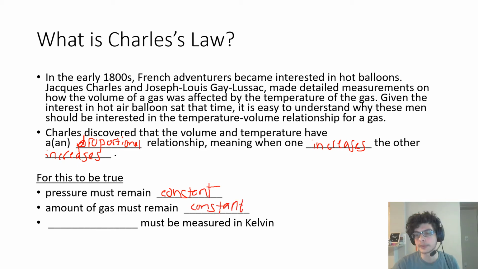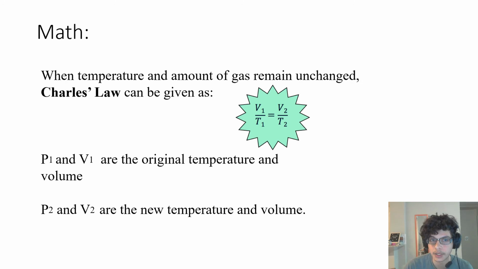And whenever you're performing calculations with this, your temperature must be measured in Kelvin. So if you have Celsius, convert that over first. How? By adding 273 to that amount of Celsius you have. So there is some math here as well.